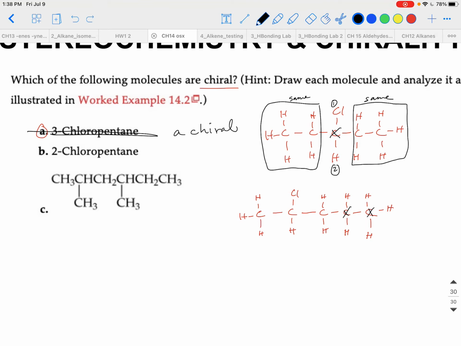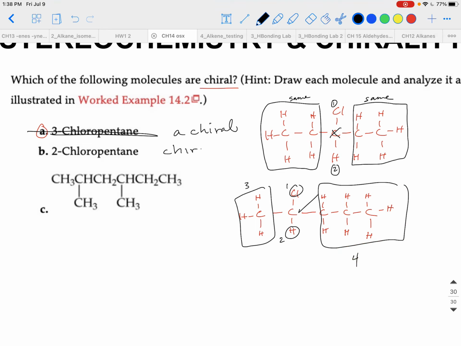Is it chiral? Well, let me take away all my X's. So it's got a unique group up top, the chlorine group. It's got a unique group on the bottom, the hydrogen. It's got a methyl group off to the left, so that's a unique group. And it's got a propyl group off to the right, and that's a unique group. So yes, this is chiral. It's a chiral molecule. It's got 1 chiral carbon. And remember, not all the carbons have to be chiral. If you have one chiral carbon, you are a chiral molecule. You're in the group.